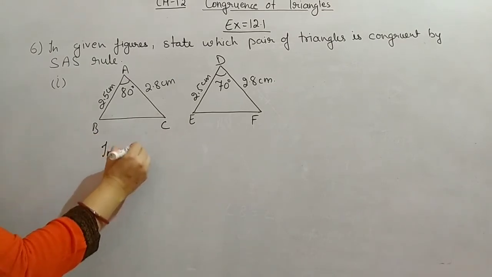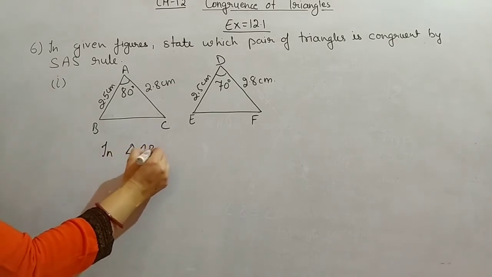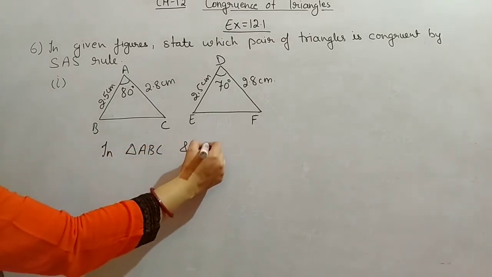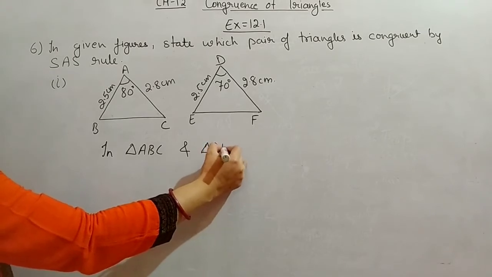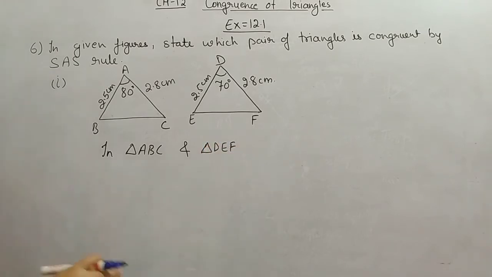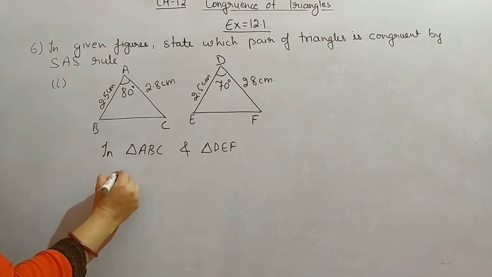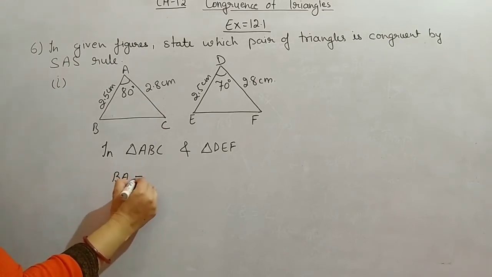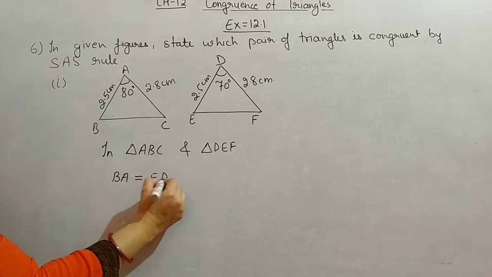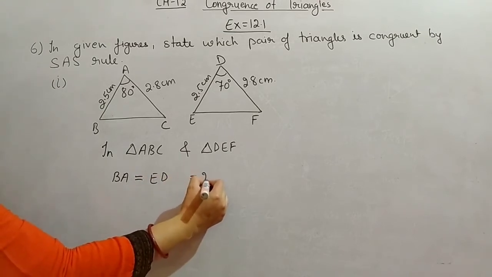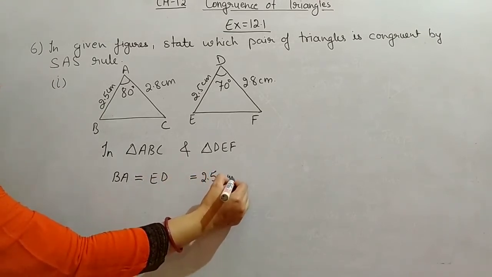In triangle ABC and triangle DEF. So we will start from here. This side we will compare first. BA is equal to ED. Both are 2.5 centimeter in measurement.